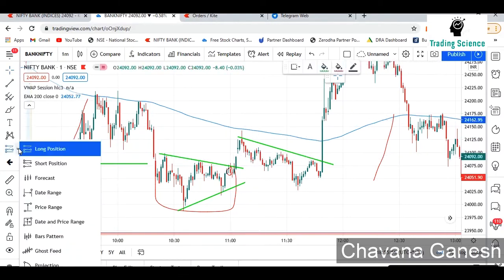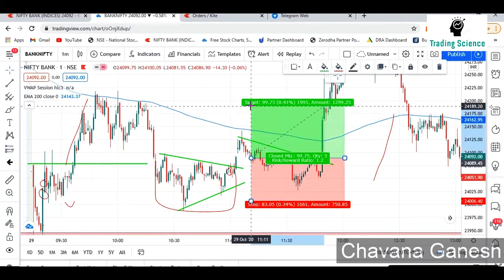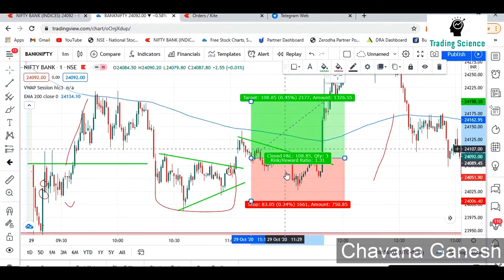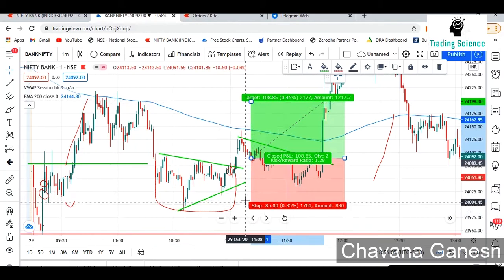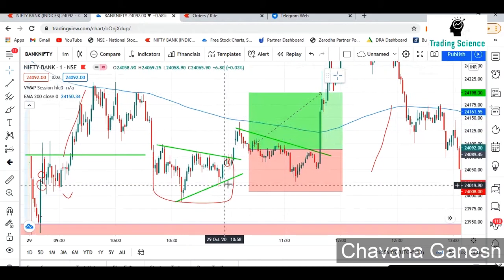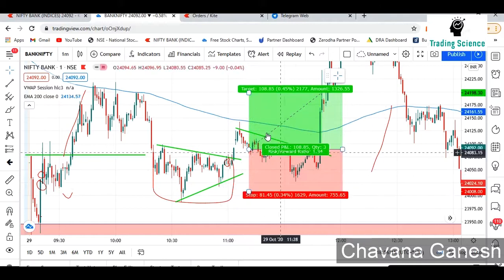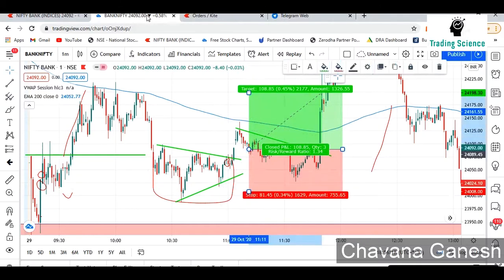For this trade, I'm just giving it for learning purposes. You would keep the target at these levels and the stop loss at these levels, because this is a supporting point, below this low. This is a perfect trade setup as well, but I am not interested in futures today.